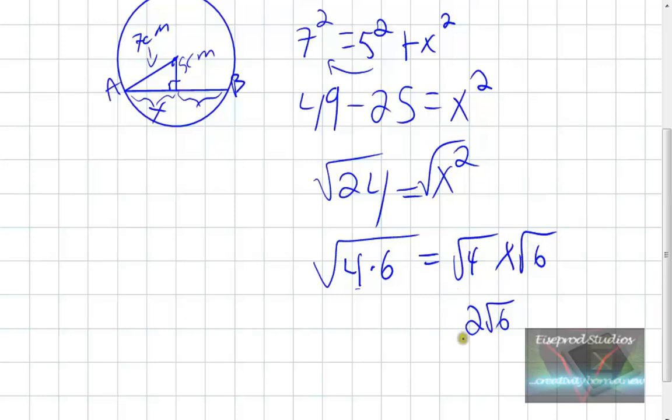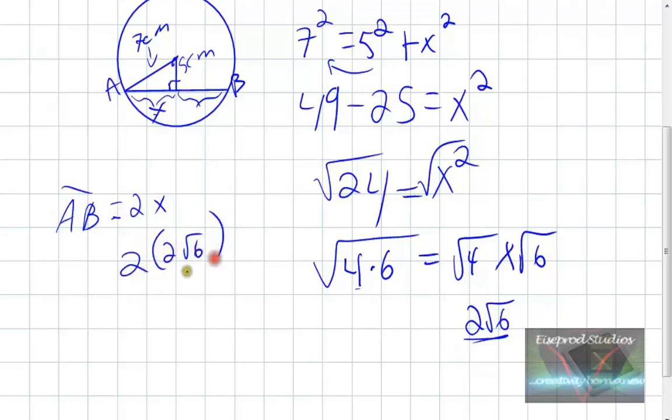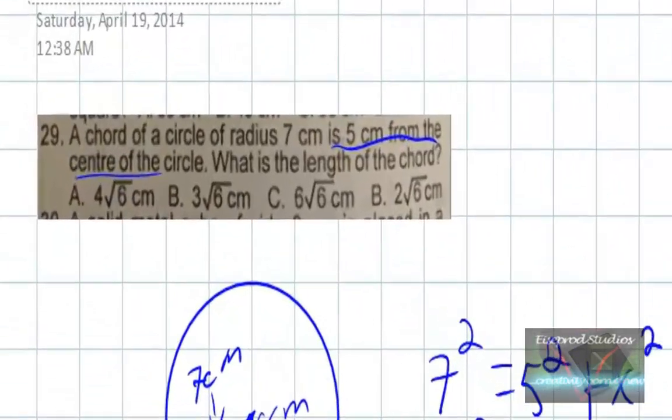So here we are. We're halfway there. This is what this length x is. But the chord AB is not just x, it's 2x. So all we have to do is say 2 times 2 root 6, and we get 4 root 6, and that's our answer.